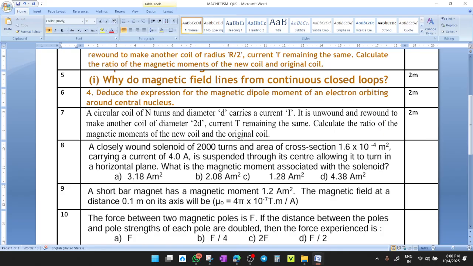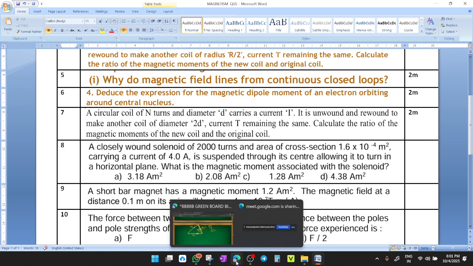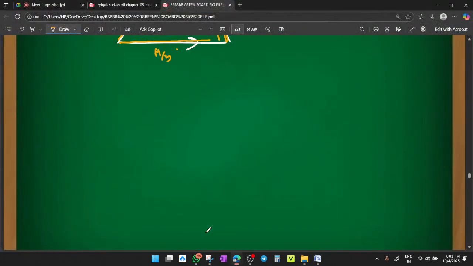Initially the radius was smaller, and then you unwound and rewound it into another coil of diameter 2d, which means the area increases. Let us solve it. You find the ratio of magnetic moment, and we know the formula of magnetic moment for a coil is equal to NIA.